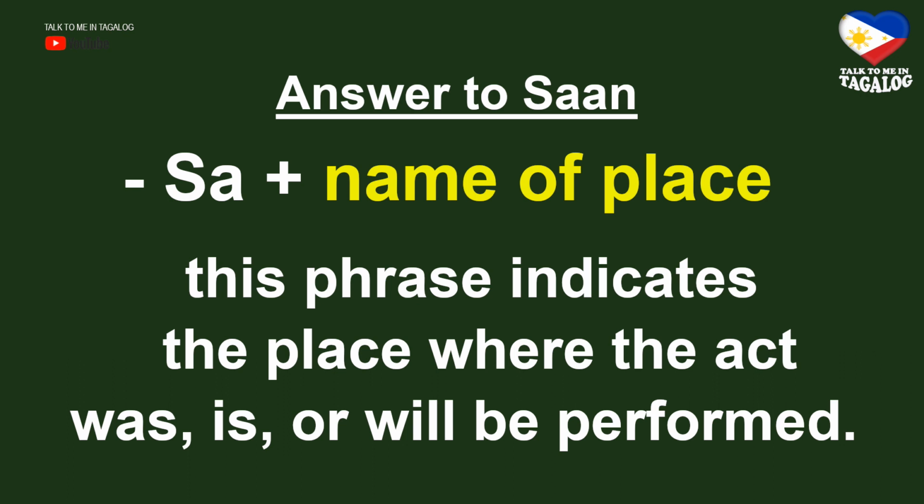Let's now study the preposition sa, which is used to answer the question word saan. The pattern is very simple. Sa plus name of place. This phrase indicates the place where the act was, is, or will be performed.